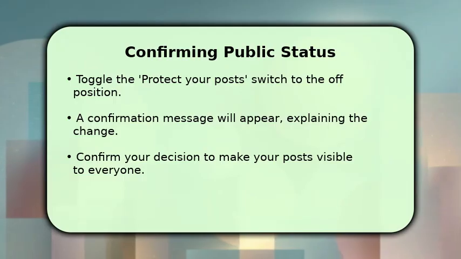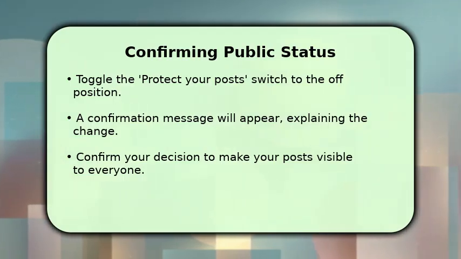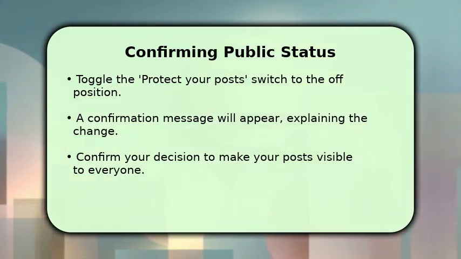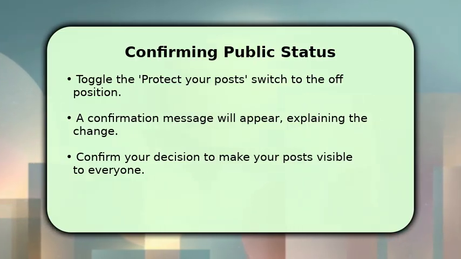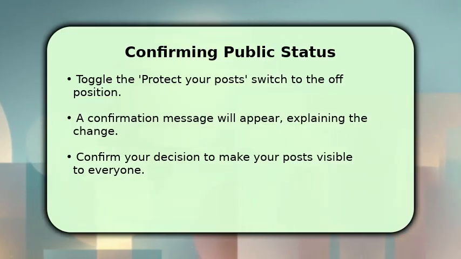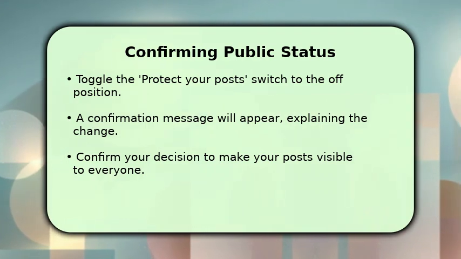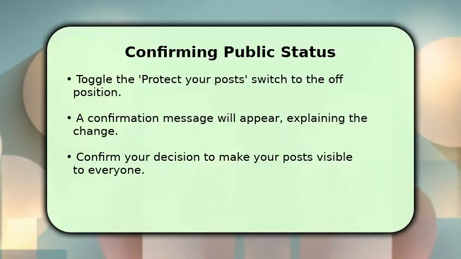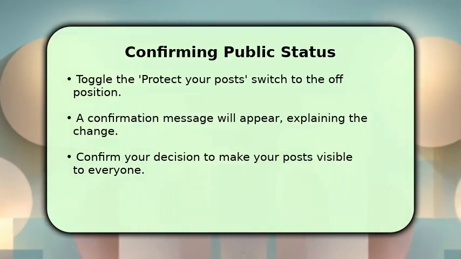To make your account public, simply toggle the Protect Your Posts switch to the off position. You will then see a pop-up message explaining that your future posts will be public and your past protected posts will become visible to everyone. Read this carefully, as it's a significant change. Confirm your choice, and your account will instantly transition from private to public, reaching a much broader audience.